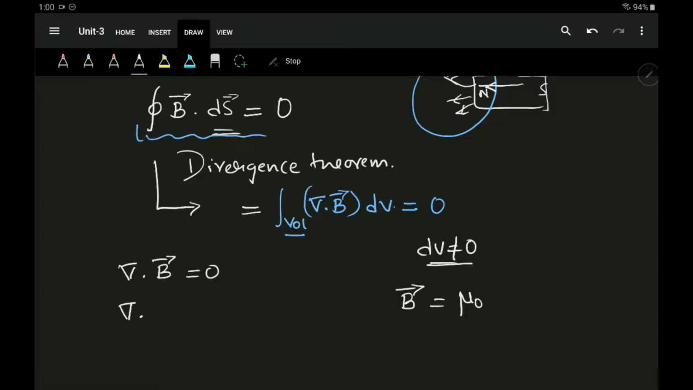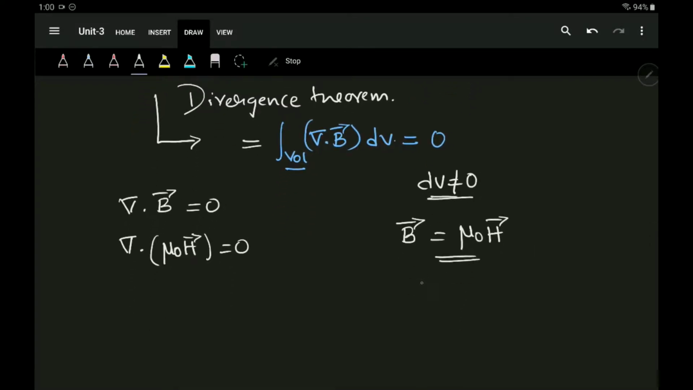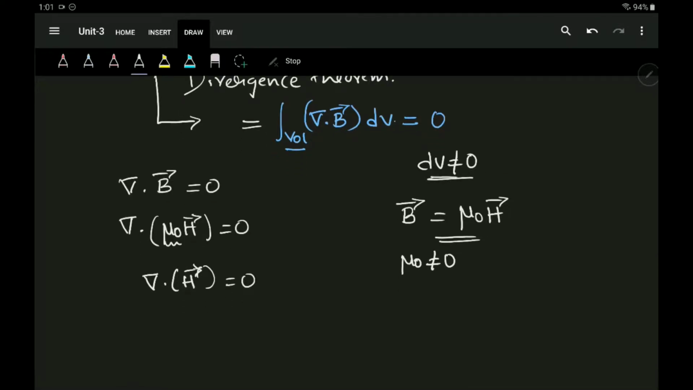the permeability of magnetic field in the free space, that of the magnetic field intensity. So this equation, we know the relation between magnetic flux density and the magnetic field intensity. So using this, I can solve for mu naught of H, which is equal to 0. But we also know that mu naught is a constant, and mu naught can also not be equal to 0. So this whole term will be now equated to del divergence of H should be equal to 0. But what is my H?